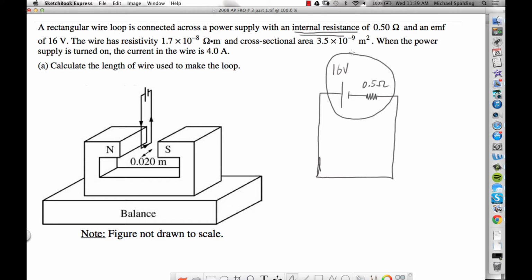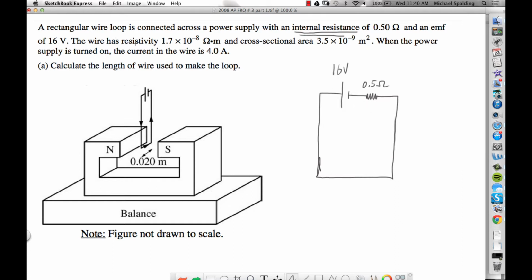Now, what does the internal resistance of a battery do ultimately? Basically, it means that the total voltage of the battery is not going to be 16. It's going to be a little bit less, right? Because when current goes through a resistor, you lose a little bit of voltage. So the internal resistance just means that the total effective voltage is a little bit less.